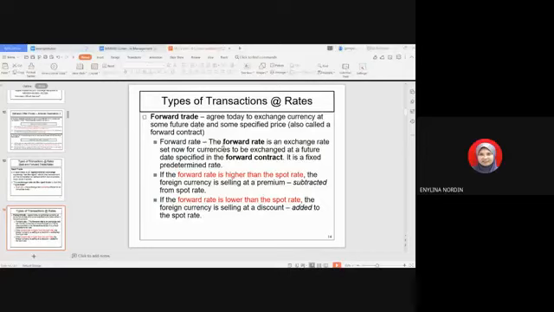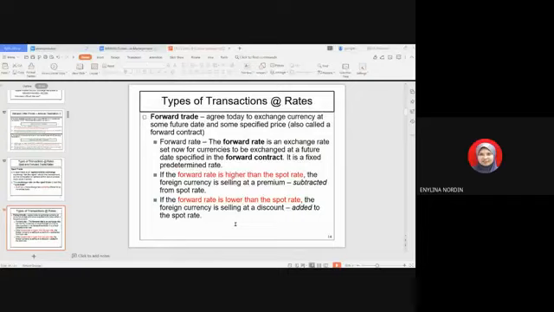So that means in the forward trade, you will trade the currency using the forward rate. And this forward rate is actually the rate of exchange that is set now for currencies to be exchanged, but it will be exchanged at a future date specified in the forward contract. So in other words, it is a fixed predetermined rate. You have fixed the exchange rate today to be used at the specified rate in future.